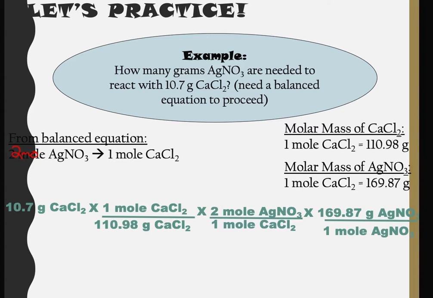And I just continue on, canceling my units, setting it up so that top and bottom cancel out until I'm left with the unit that I want. When I look at my problem, what am I solving for? I'm solving for grams of silver nitrate. And so then it's just a matter of inputting it into my calculator. If a number is on bottom, I divide. And if it's on top, I multiply. So it would be 10.7 divided by 110.98 times 2 times 169.87. And we get an answer of 33.3 grams.